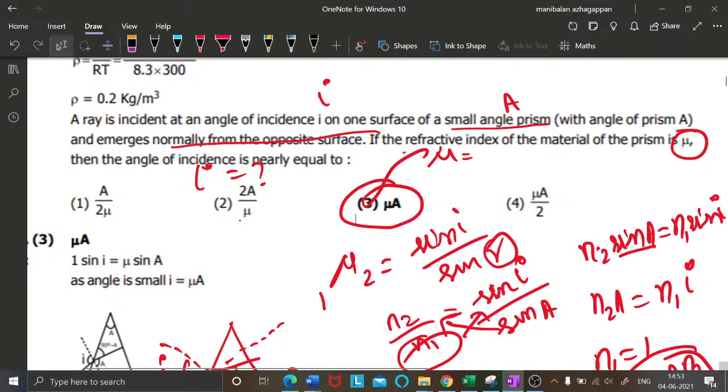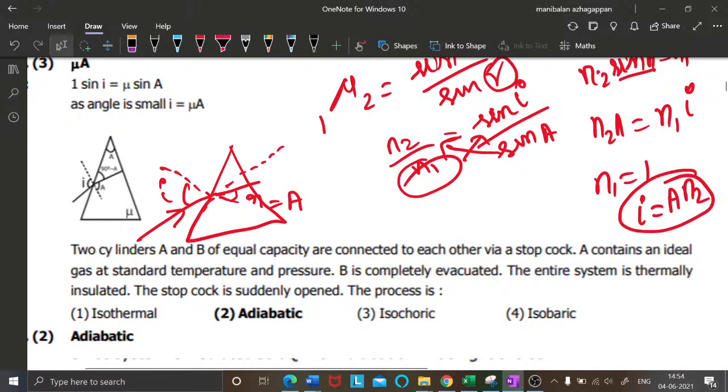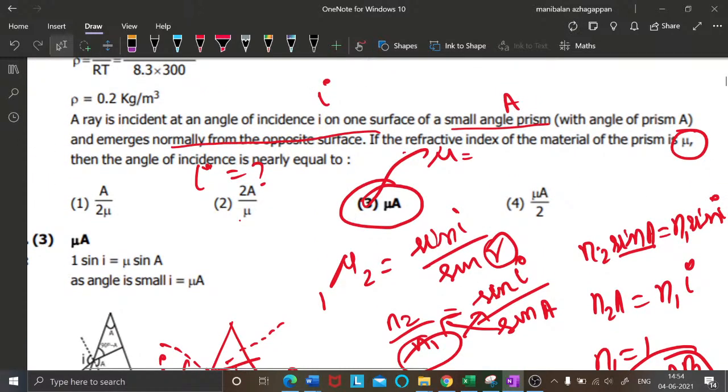This question's solution we got now: it is mu times A. Mu is the refractive index and A is the angle of prism. They gave two things in the question. One is the angle of prism, which is very small. When the angle of prism is small, sin theta will be theta, sin A will be A, and sin I will be I. The refractive index of the first medium will be 1. You need to know that. If you know that logic, you can easily do this problem.